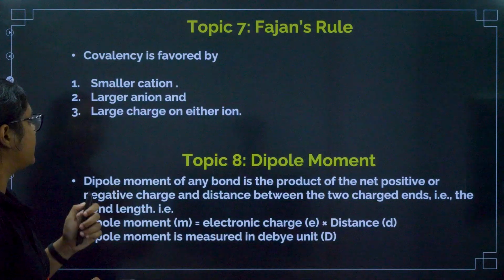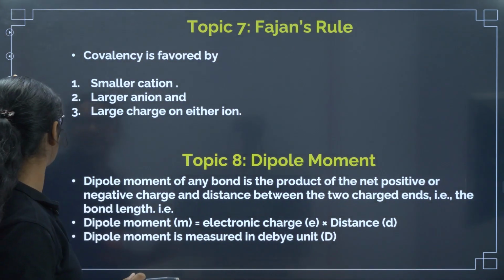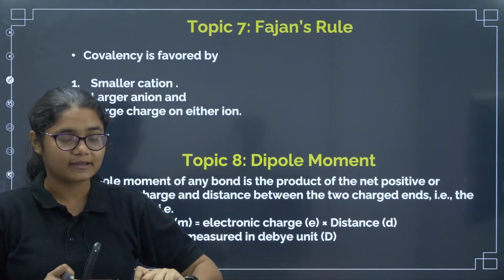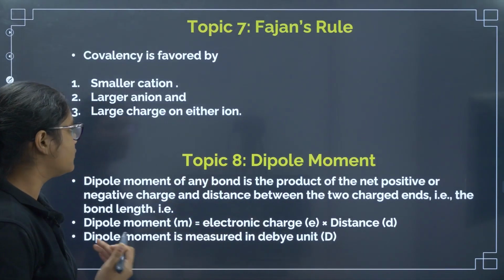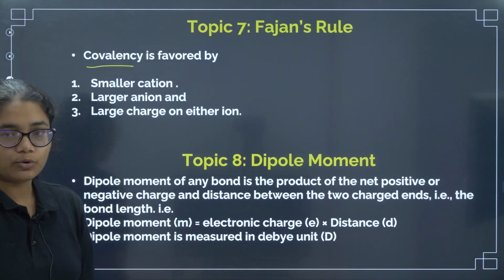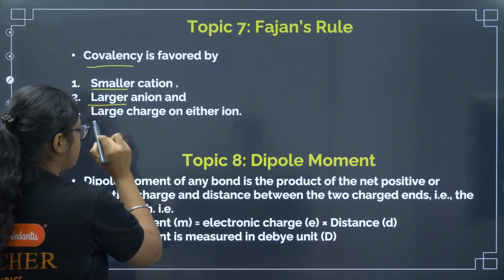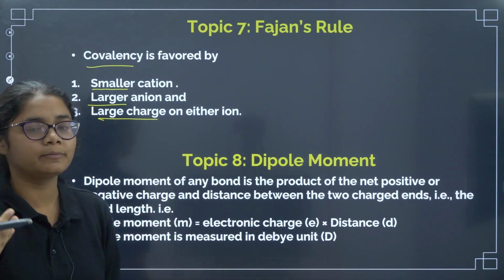Okay. Now next one is your Fajan's rule. So here the questions are asked like they will give you the compounds and you have to arrange them in the increasing or decreasing order of their covalent nature. Okay. So we can say that the molecule is more covalent if the cation size is smaller, anion size is larger, and the cation or anion, anyone, should have more charge. Okay.